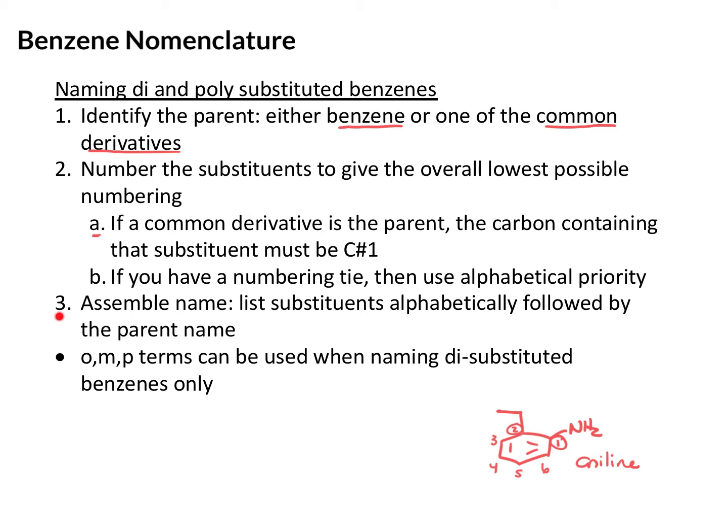When we assemble the name, it's like we would any other IUPAC name. List your substituents alphabetically, along with their locations, followed by the parent name. And the parent will either be benzene or the name of the common derivatives. With the ortho, meta, and para terms, we can use those for di-substituted benzenes, but if you have more than 2 substituents, stick with just regular numbering.